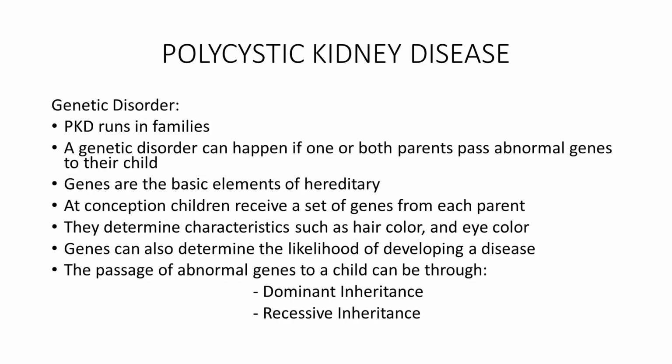A genetic disorder can happen if one or both parents pass abnormal genes to their child. Genes are the basic element of heredity. At conception, children receive a set of genes from each parent. They determine characteristics such as hair color and eye color. I am sure you must have read some form of genetics. Genes can also determine the likelihood of developing disease. The passage of abnormal genes to a child can be through dominant inheritance or recessive inheritance.